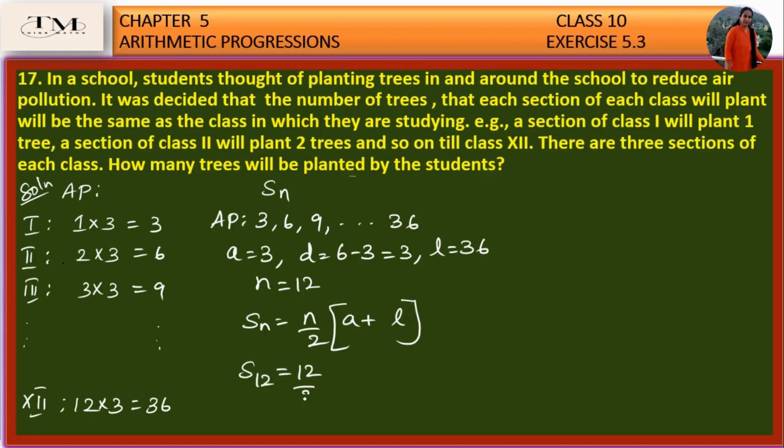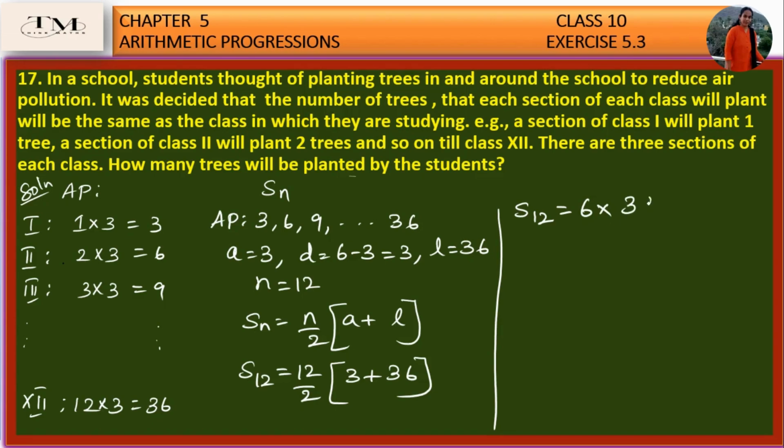So 12 by 2, what is A? A is 3. 3 plus, what is L? It is 36. So S12 will be equal to 12 by 2, which is 6, into (36 plus 3), which is 39. Multiplying: 6 9s are 54, carry 5, 6 3s are 18, 18 plus 5 is 23. So 234. Totally there will be 234 trees planted by the students. Okay students, can you understand?